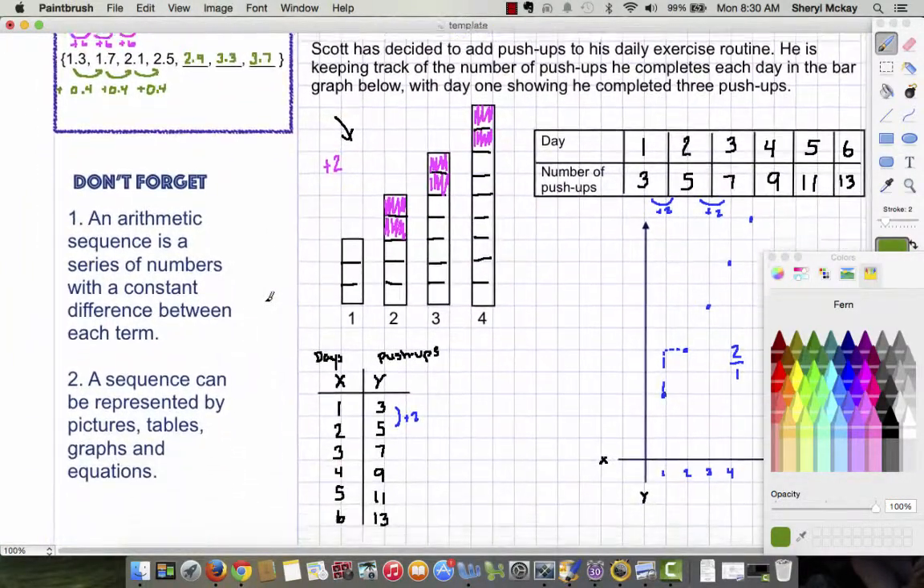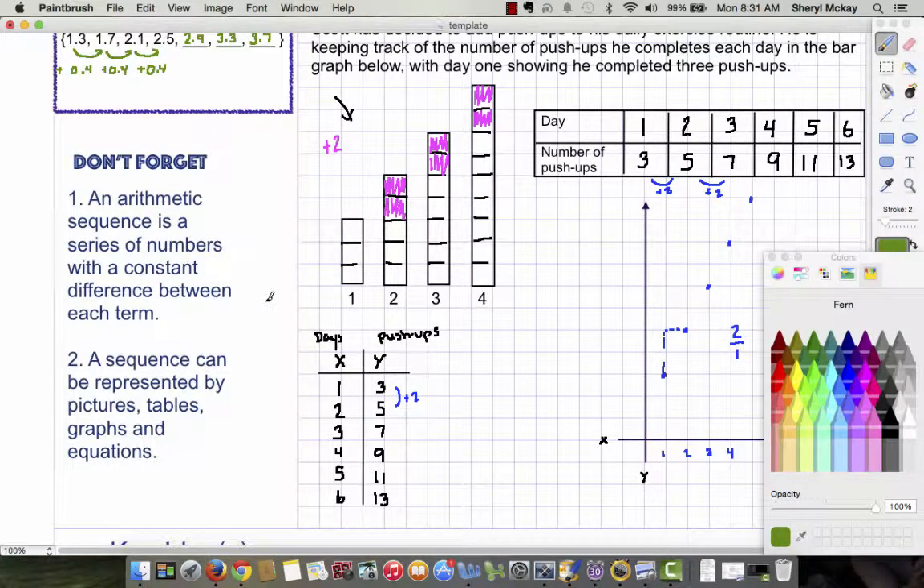So there's a few things to remember about that. Remember that an arithmetic sequence is a series of numbers with a constant difference between each term. And that constant difference is adding or subtracting. So you might even want to write here, add or subtract. Okay? And then also that a sequence can be represented by pictures, tables, graphs, and even equations. We just didn't talk about that yet. We're going to talk about that in Clue 2.